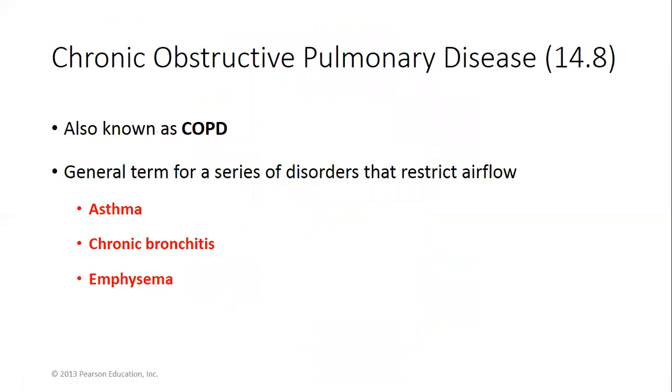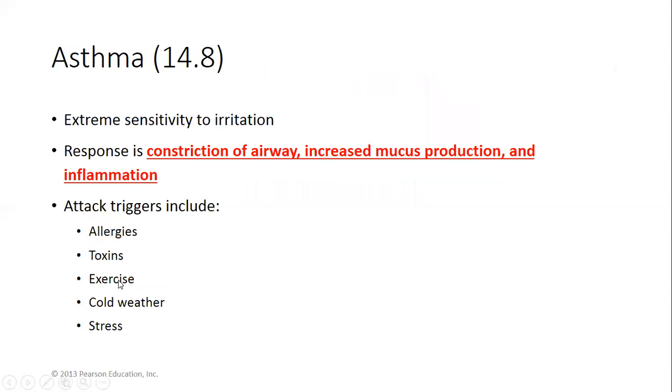When we have problems with breathing, chronic obstructive pulmonary disease, COPD, is a broad term or a general term for some specific conditions like asthma, chronic bronchitis. Anything with itis is an inflammation, so the inflammation of the bronchioles or bronchi. And then emphysema is a third example of COPD.